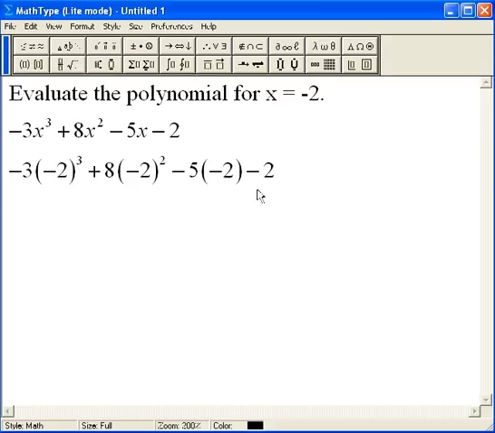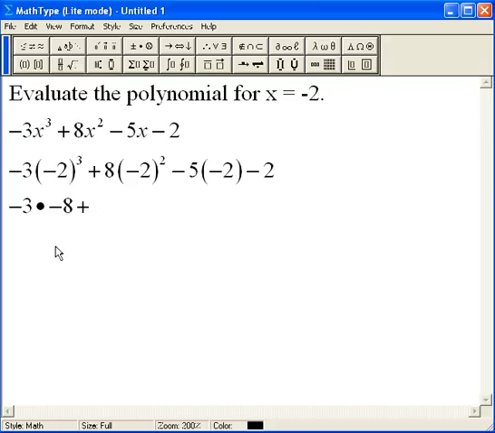Okay, that's the reason. The next thing I'm going to do is start evaluating the exponents that are contained in this polynomial. So we're going to start first, from left to right, with -2 to the third power. So I'm going to have -3 times, and I need to find out how much is -2 to the third power. Well, -2 to the third power means -2 times -2 times -2. When you simplify that, that's going to be -8.